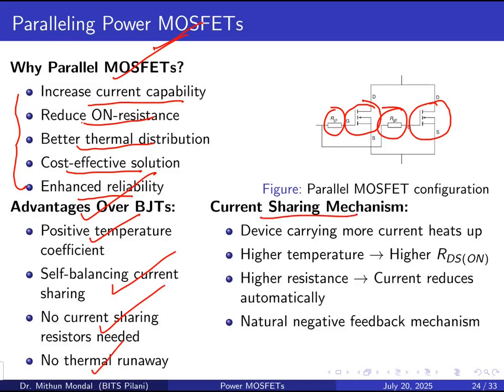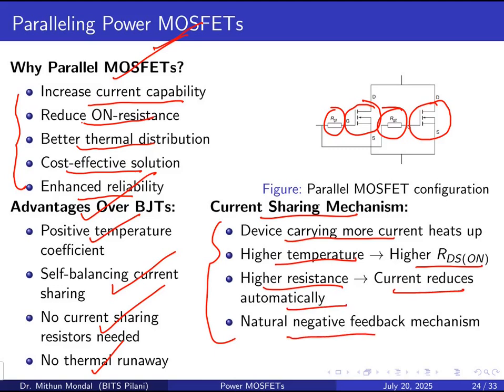In the current sharing mechanism due to the parallel operation, the device carrying more current will heat up, and higher temperature will result in higher drain to source resistance in the on state. Higher resistance will result in the current reducing automatically, and a natural negative feedback mechanism will come into play. So paralleling of MOSFETs we need when we need more current.